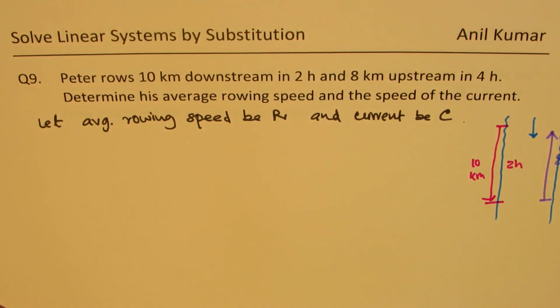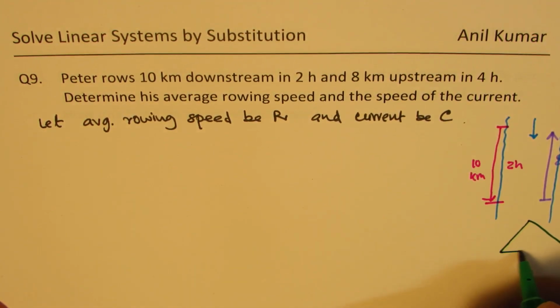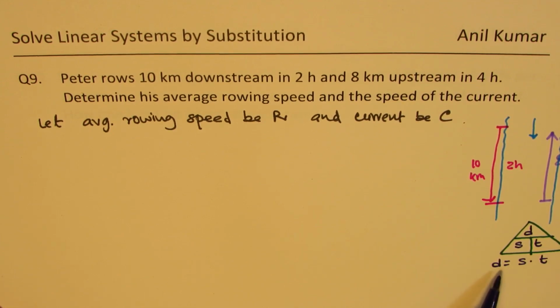Now, whenever we have distance, speed, and time questions, you have to look into this particular triangle, which we discussed earlier also. So we have distance is speed into time, right? So distance is speed times time. It is always good to write equations in terms of products so that you avoid fractions, correct?